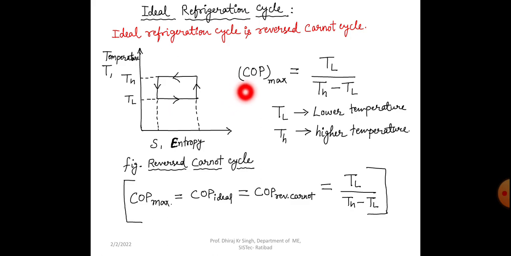We also know the maximum coefficient of performance for a reversed Carnot cycle is the lower temperature divided by the higher minus lower temperature. So this is the COP max of a reversed Carnot cycle. Here we can see COP max is equal to COP ideal, equal to COP reversed Carnot. All these three COPs are equal, and that will be equal to the lower temperature divided by the higher temperature minus the lower temperature when we see these temperatures on the TS plane.